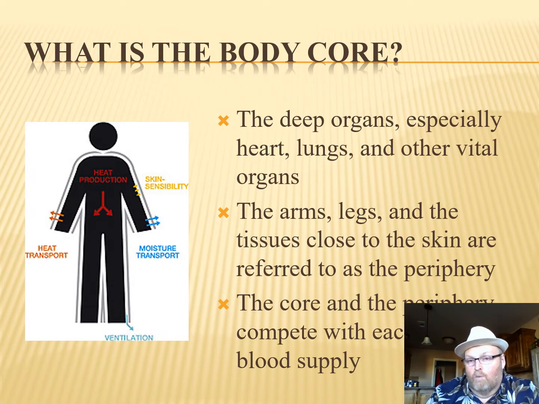So what is the body core? The core of the body is going to be your deep organs, your heart, your lungs, kidneys, liver. Your arms and your legs and the tissue closest to the skin are referred to as peripheral parts of the body. So we have the inner and the outer. We've got to keep in mind that the periphery and the core are going to compete with each other in the body.